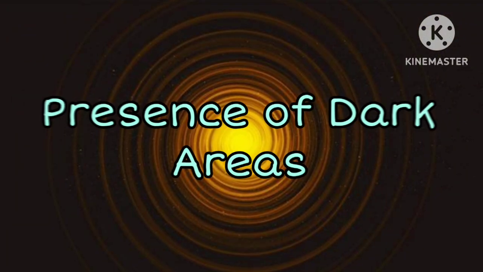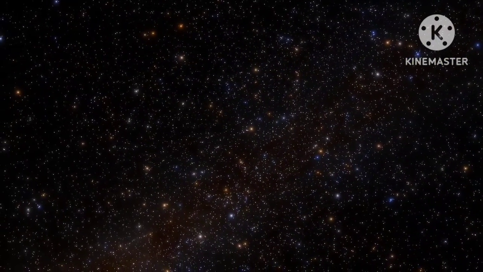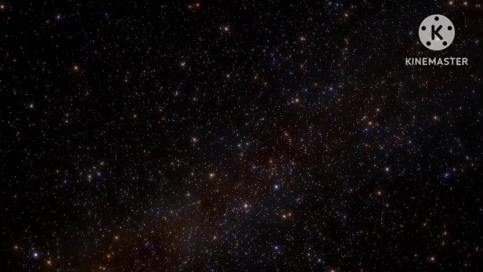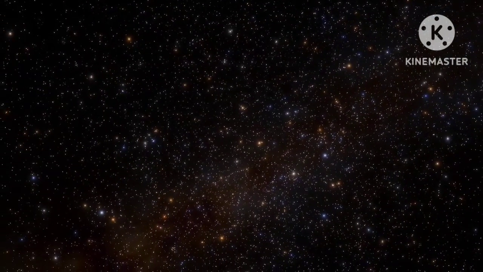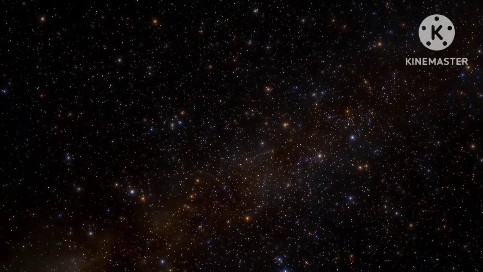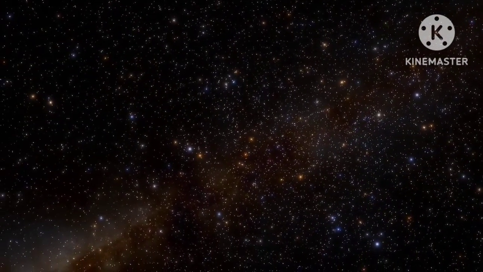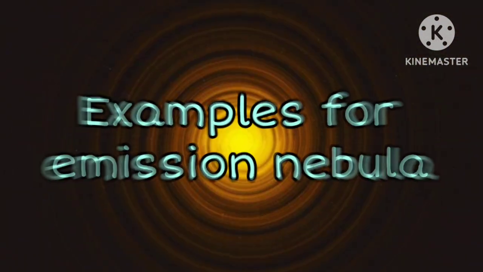Presence of dark areas in emission nebula. Dark areas within an emission nebula are caused by obscuring dust clouds. These clouds, composed of submicrometer-sized dust particles, effectively block visible light, creating the appearance of dark patches against the brighter emission nebula. Some emission nebulae, like the Trifid Nebula, even incorporate dark nebulae within their structure.